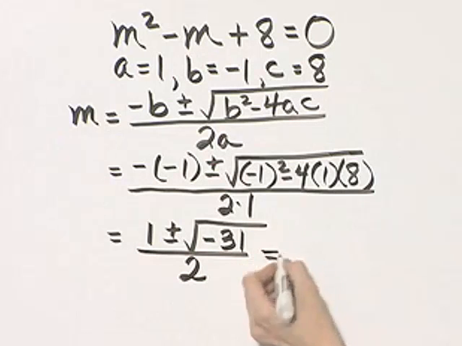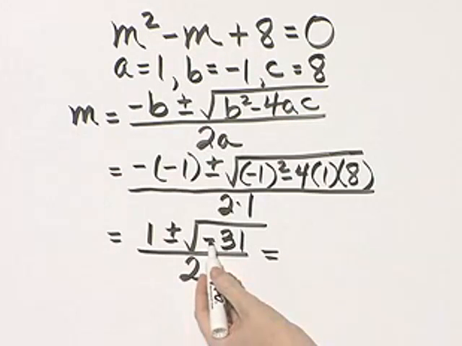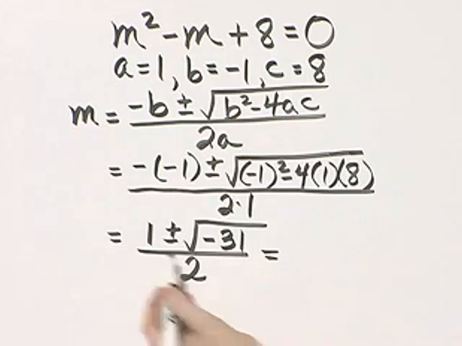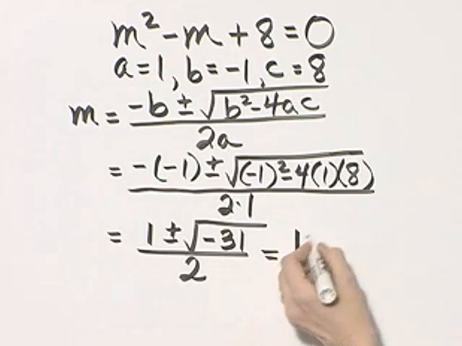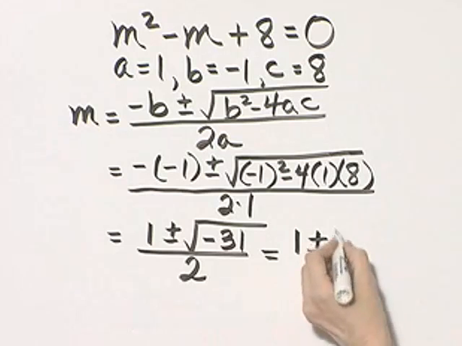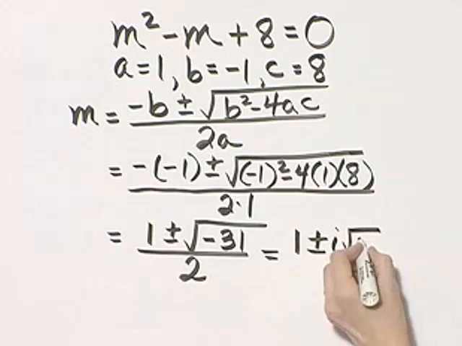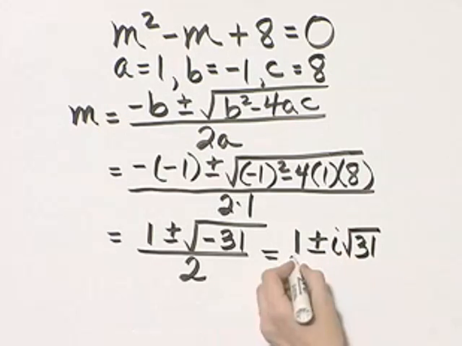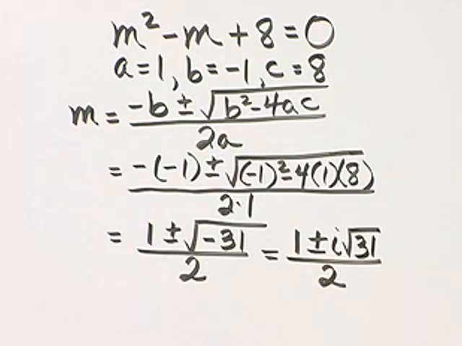And what can we do with that? Well, 31 contains no perfect square factors other than 1, but we can write this using i notation. So this is 1 plus or minus, the square root of -1 is i, and then I have my square root of 31, all over 2. I have two answers here, 1 plus i square root of 31 all over 2, and 1 minus i square root of 31 all over 2.